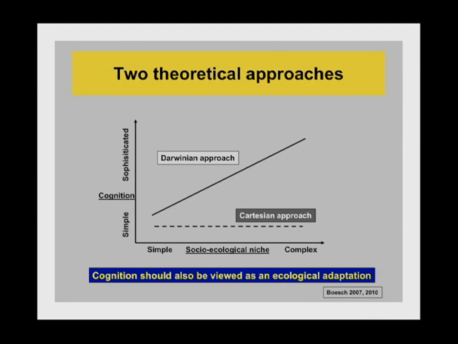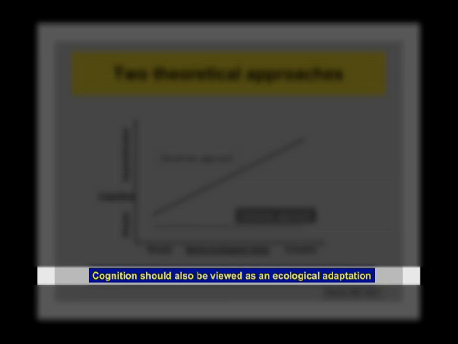Whereas the Darwinian approach, a more evolutionary approach, would predict that we should see differences in the cognitive achievement seen in a species as a function of the socio-ecological conditions faced by the individuals. And so we need to look at cognition also as an ecological adaptation.